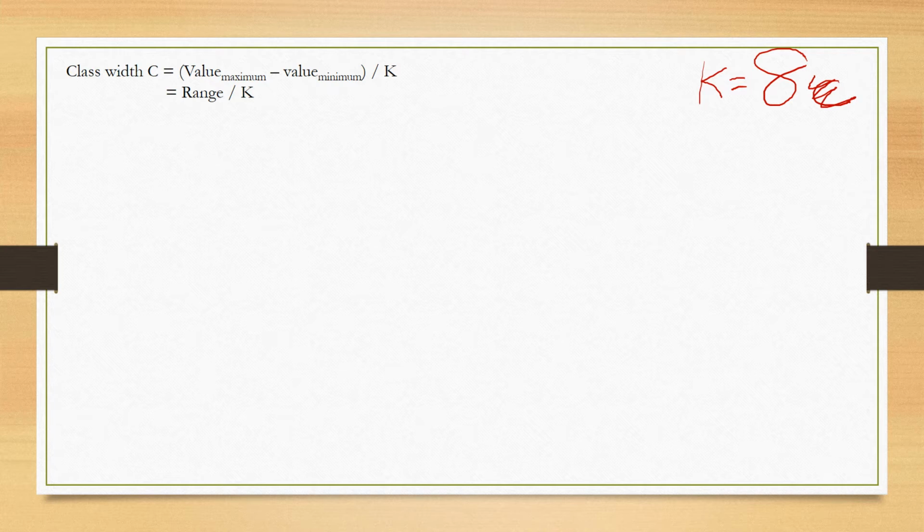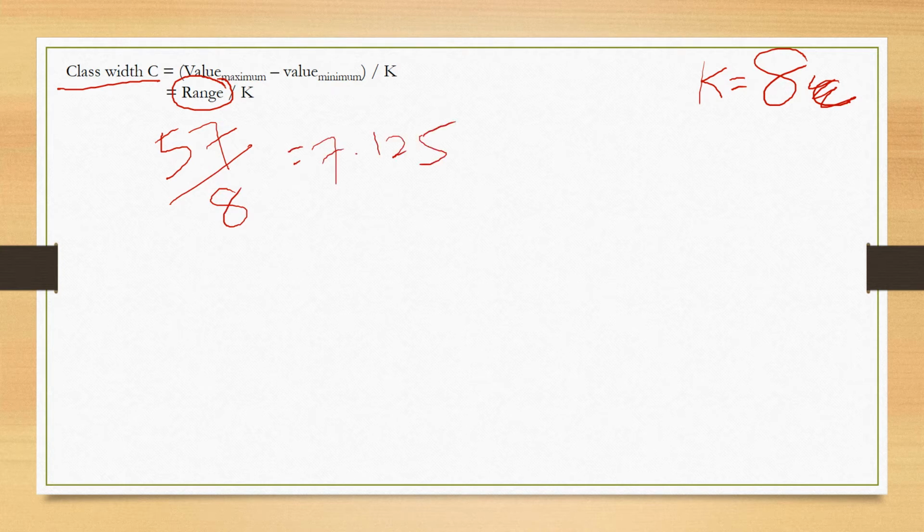The next thing you want to do is find the class width. This is the formula for the class width. The range is the highest value minus the lowest value. Here the range is 57, divided by 8, which is the number of classes, and you will get 7.125.